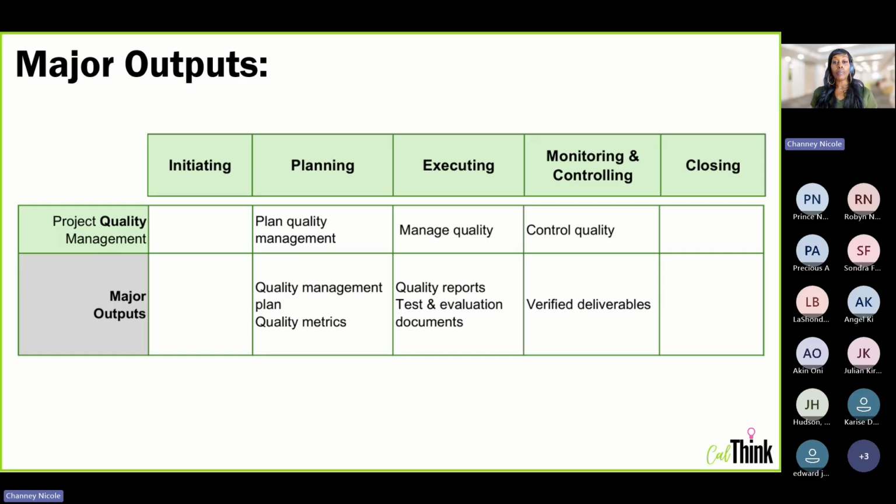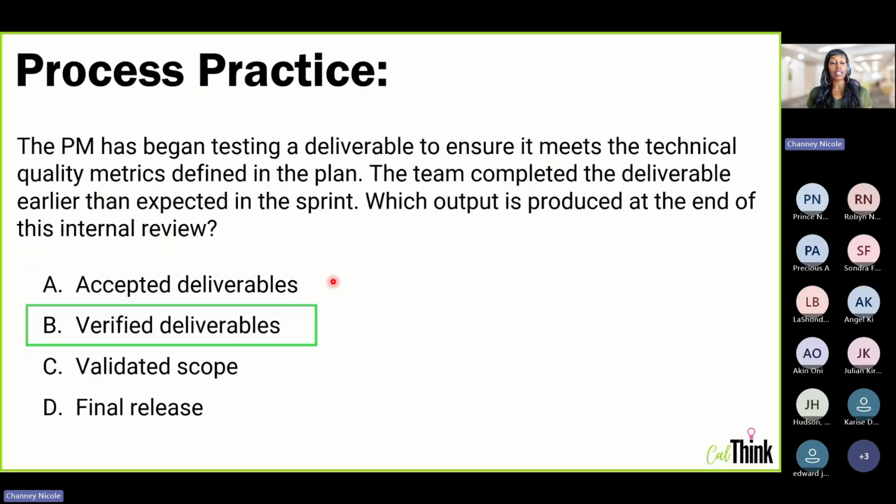Okay, so going back to our list of options here, we have accepted deliverables. Well, we know that accepted deliverables are an output of validate scope. So wrong process and wrong part of the process grid, right? We're not talking about scope here, we're talking about quality. So we're going to scratch that one off our list altogether. Verified deliverables we know is the correct answer.